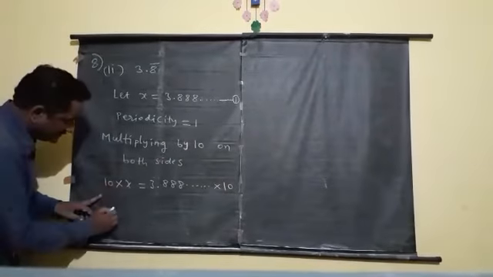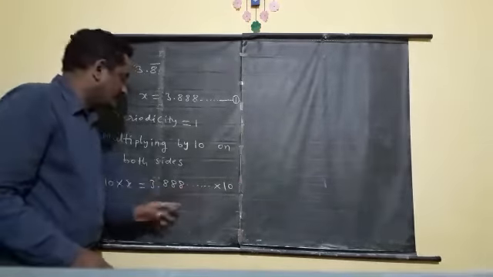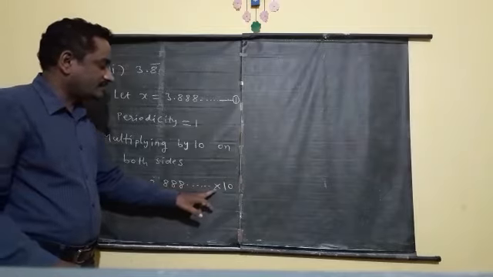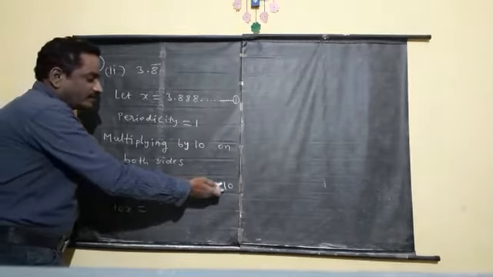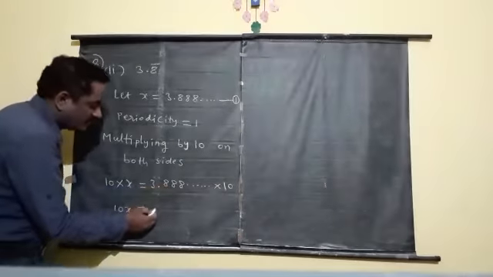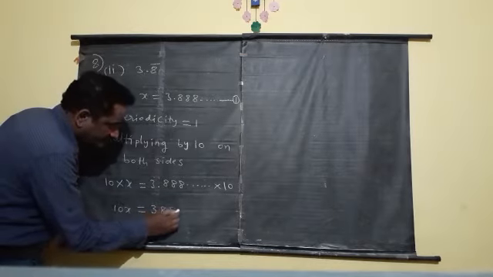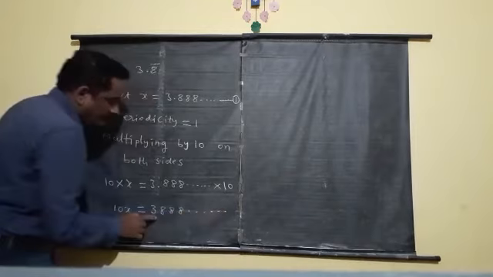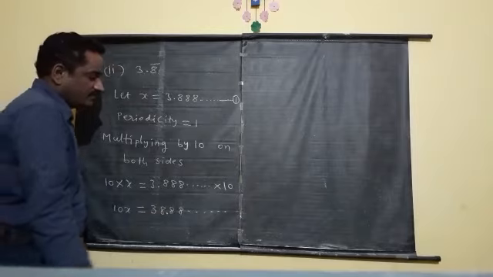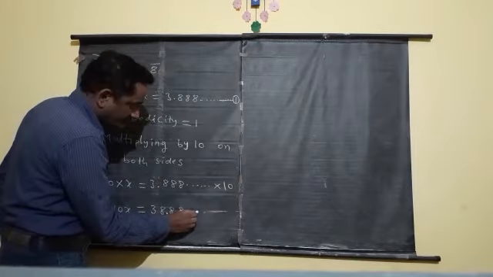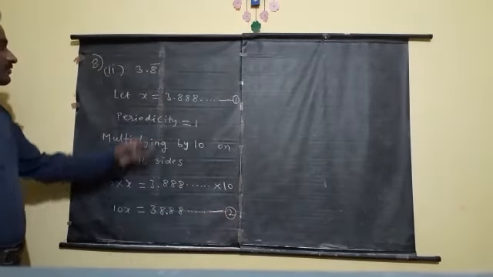Now 10 into x, 10x is equal to this decimal into 10, 3.8888 into 10. This point moves right by one digit. Whenever a decimal is multiplied by 10, the point shifts right by one digit. Now without the point I write here. Actually the point is here in the previous step. Now this point moves right by one digit. This is equation number 2. This is the first equation, this is the second equation.